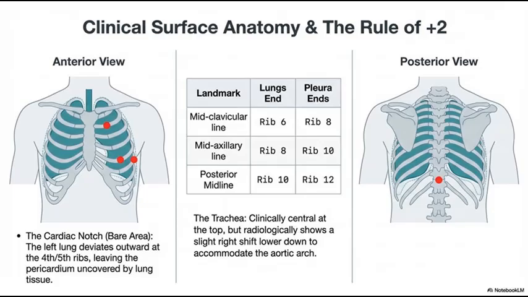Which is such a critical distinction for a resident holding a needle. Like, if you need to drain a pleural effusion, a buildup of fluid, you have to aim for that anatomical gap between the bottom of the lung and the bottom of the pleura. You have to, because if you miscalculate and go too high, you puncture the lung parenchyma itself and cause a pneumothorax. And you definitely don't want to cause a collapsed lung while trying to help.